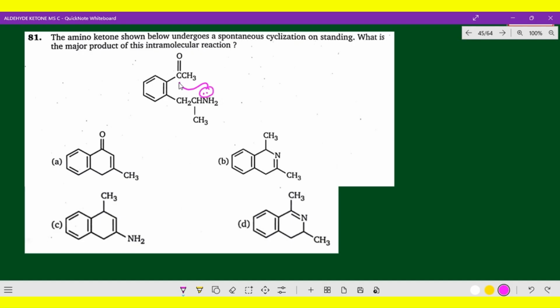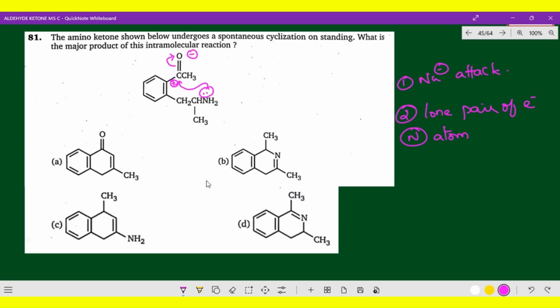So the lone pair of electrons is going to attack the electrophilic carbon. That means the first step here is a nucleophilic attack. The lone pair of electrons on the nitrogen atom will attack the carbonyl carbon of the keto group. So naturally, transfer of electrons takes place. Here you will get a minus charge and here you will get a positive charge.